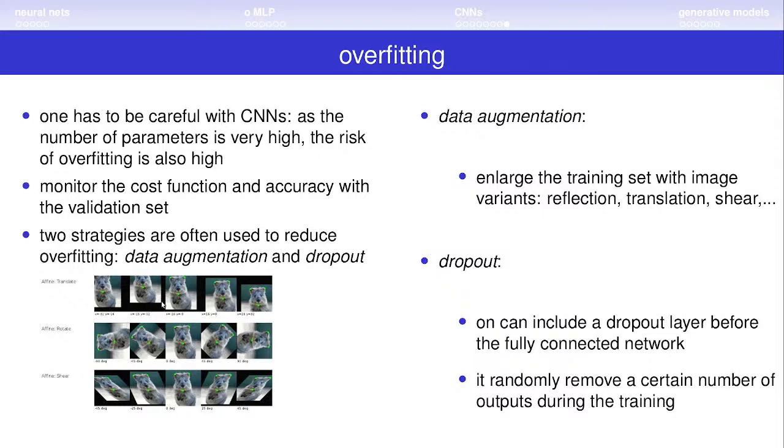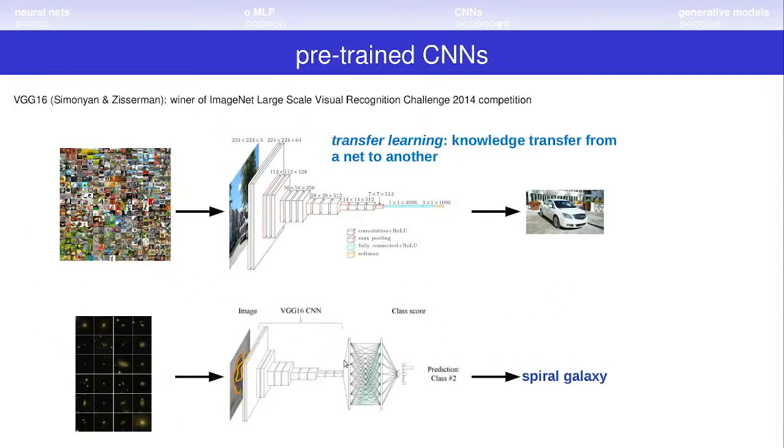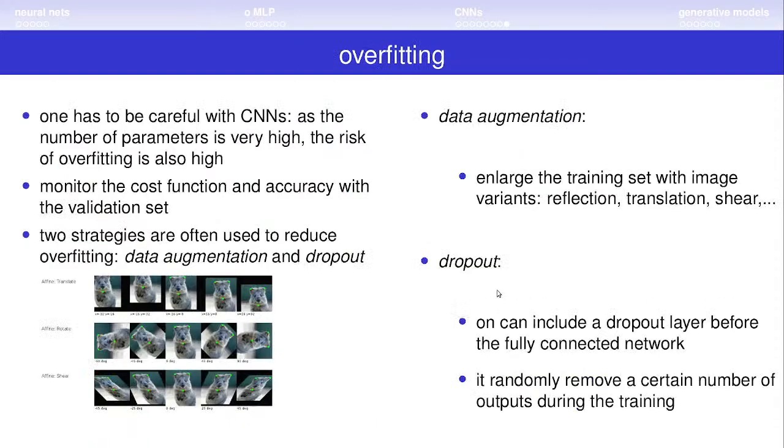Data augmentation means that we can enlarge the training set with image variants like reflection of the image, translation, rotation, distortion of the image. This is a very useful technique. The other approach is what we call dropout. One can include a dropout layer before the fully connected network. What a dropout does is that it randomly removes inputs from the multi-layer perceptron that follows the CNN. Instead of using all the inputs, we randomly select, say, only 70% of the inputs, and we use them in the training phase. This is a very powerful procedure to avoid overfitting.